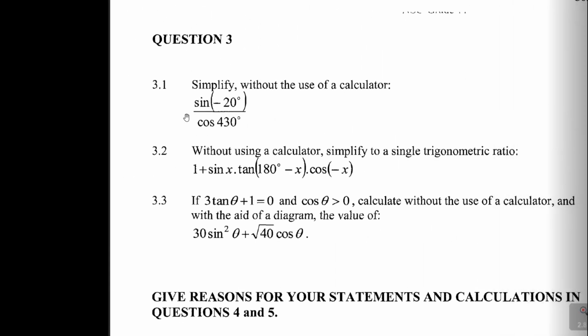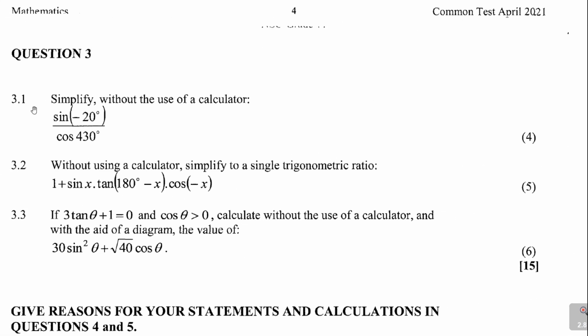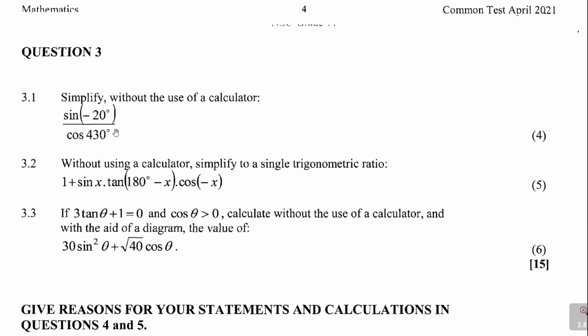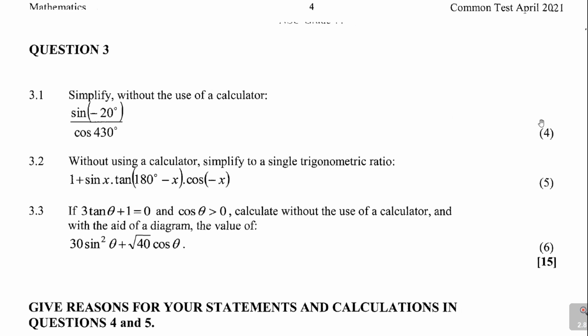As we continue with the revision guide for grade 11, we are looking now at question number 3 of trigonometry. Without wasting time, let's look at this question with 4 marks. Question 3.1 says: simplify without the use of a calculator.